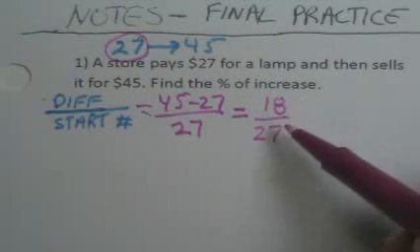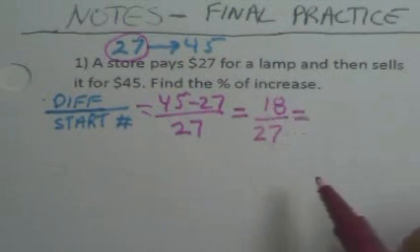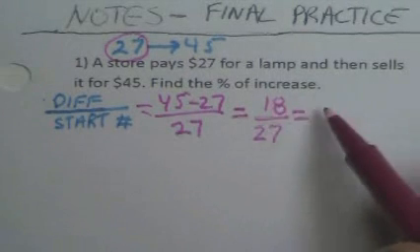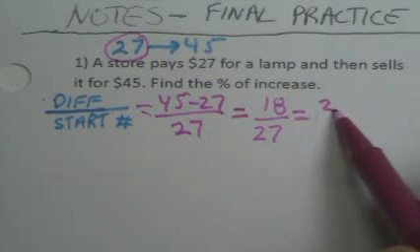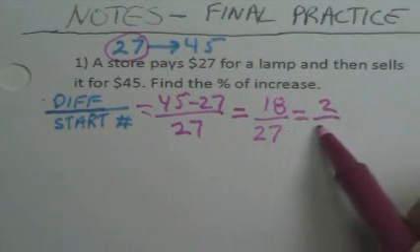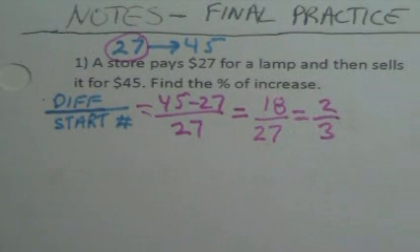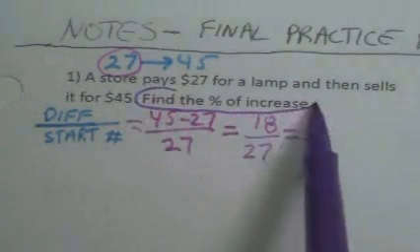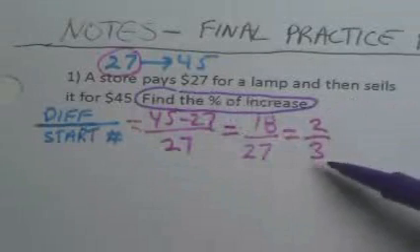Now this can be reduced even more, so keep on reducing as much as possible. And I know that 9 goes into both of these. 9 goes into 18 2 times, and 9 goes into 27 3 times. Now remember, we're looking for percent. Find the percent of increase. And I have a fraction.